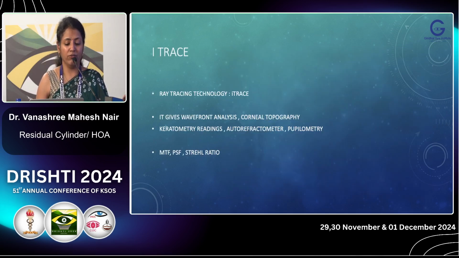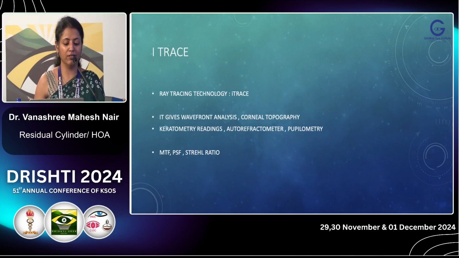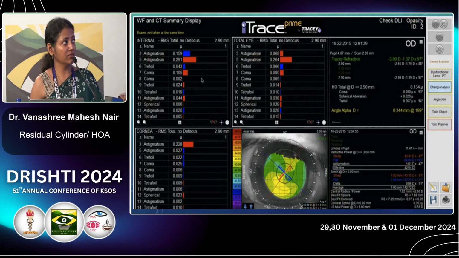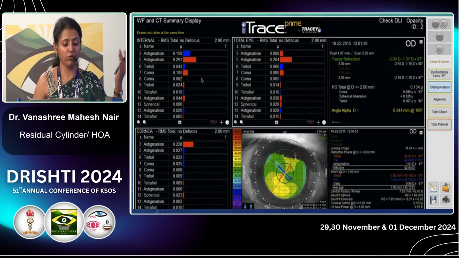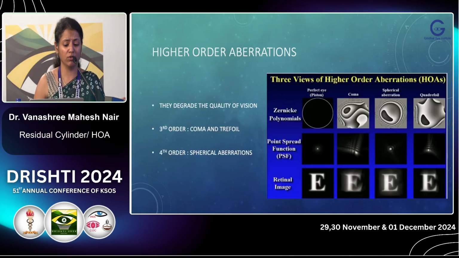iTrace is a very wonderful device, very expensive. We don't have access to it, many of us, but then it gives a very nice analysis of all the internal aberrations. It gives separately for the cornea, for the total eye, and the lens also. Pentacam again is very helpful to give us the total higher order aberration.